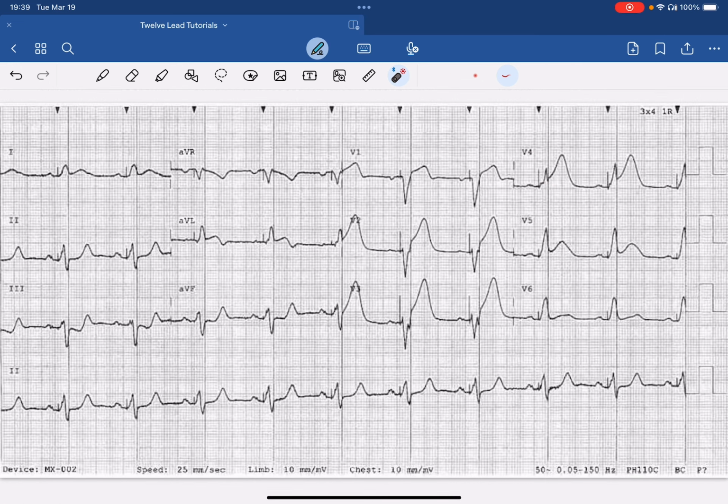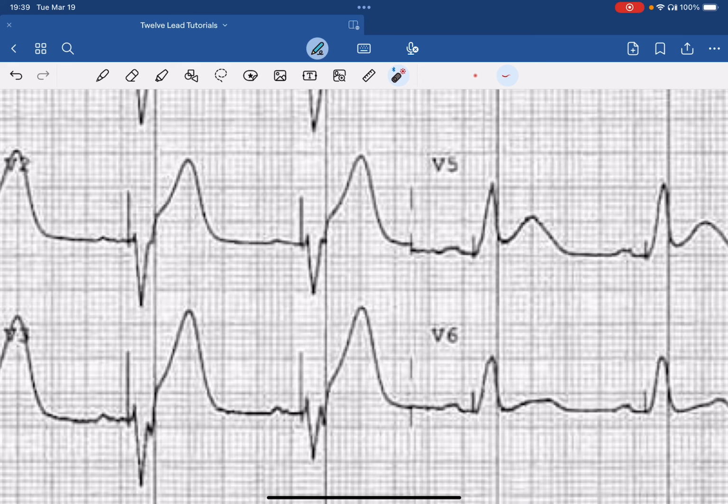Now, just for funsies, we're going to look at the other complexes. We've got V5 and V6. If you zoom into V5, again, we see that when the QRS complex terminates, the ST segment is well above the isoelectric line. So there is some pretty clear elevation. So this again is specific for MI in a left bundle branch block or paced rhythm, which is what this is.